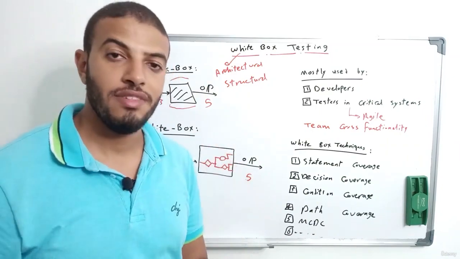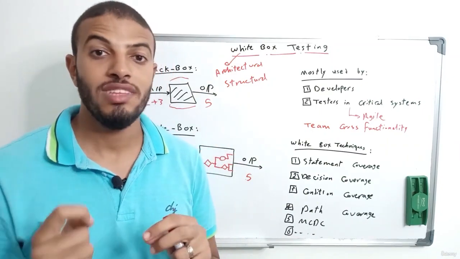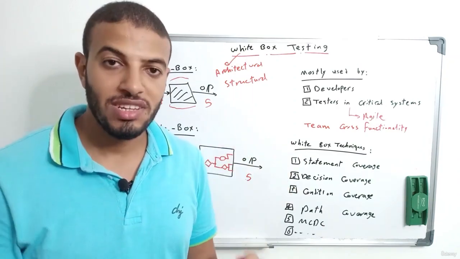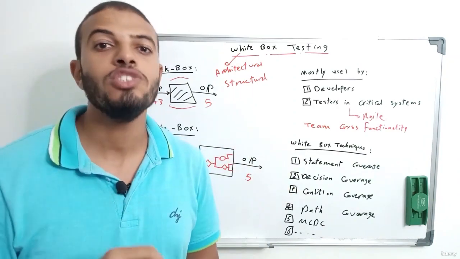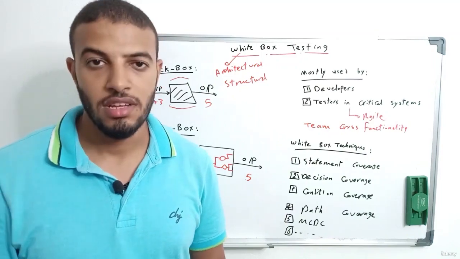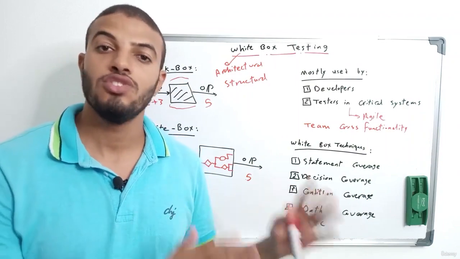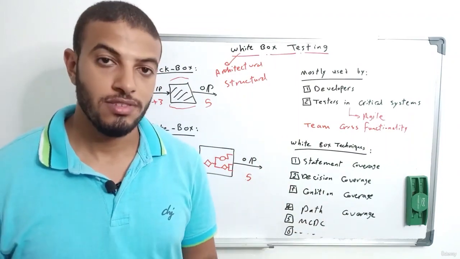But there is an important thing: if you are going to perform unit testing or white box testing on any code, you must be efficient and experienced in the language that this code is written in. So if this code is written in C, you must be familiar with C. If it is written in Java, you must be familiar with Java.